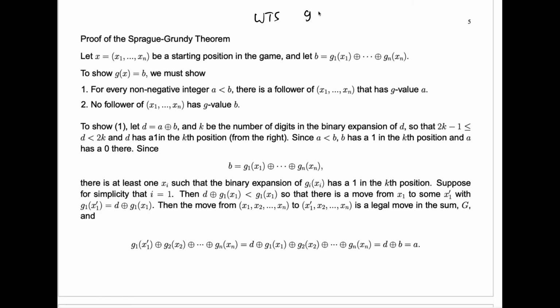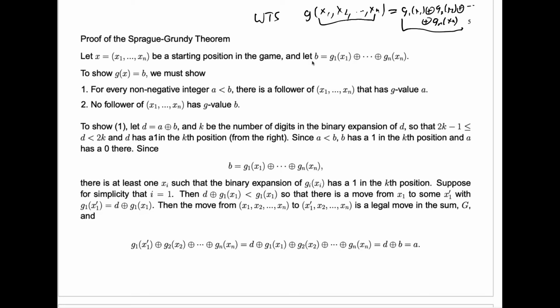We want to show the Sprague-Grundy function for the sum of games at position x1, x2 through xn. That means game 1 is in position x1, game 2 in position x2, up to game n in position xn. We want to show that that's just equal to g1 of x1, nim sum with g2 of x2, nim sum up to g sub n of xn. And what does it mean to say this is the Sprague-Grundy function for g at this position? Well, it means the minimum excluded number for all followers of this position is exactly this nim sum.